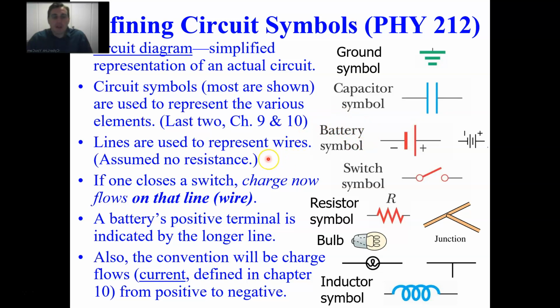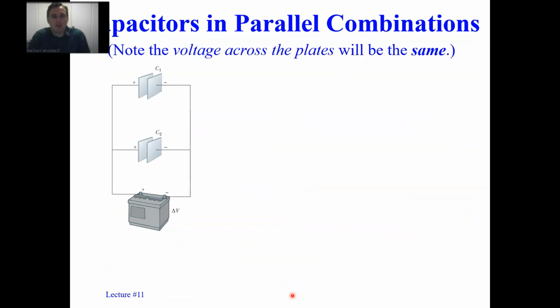I already mentioned that lines are used to represent wires, and that if one closes a switch, charge flows on that line. Okay? A battery's positive terminal is a longer line, and by convention, the electric current, which we'll define, goes from positive to negative direction. Again, I'll say more about that as we go along.